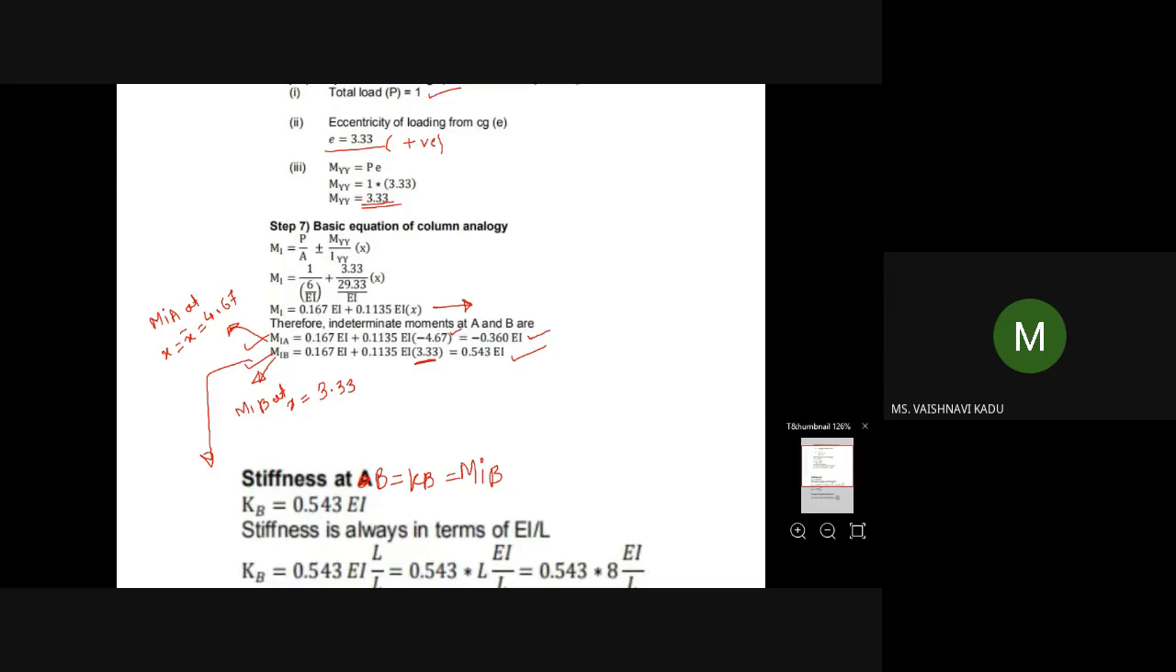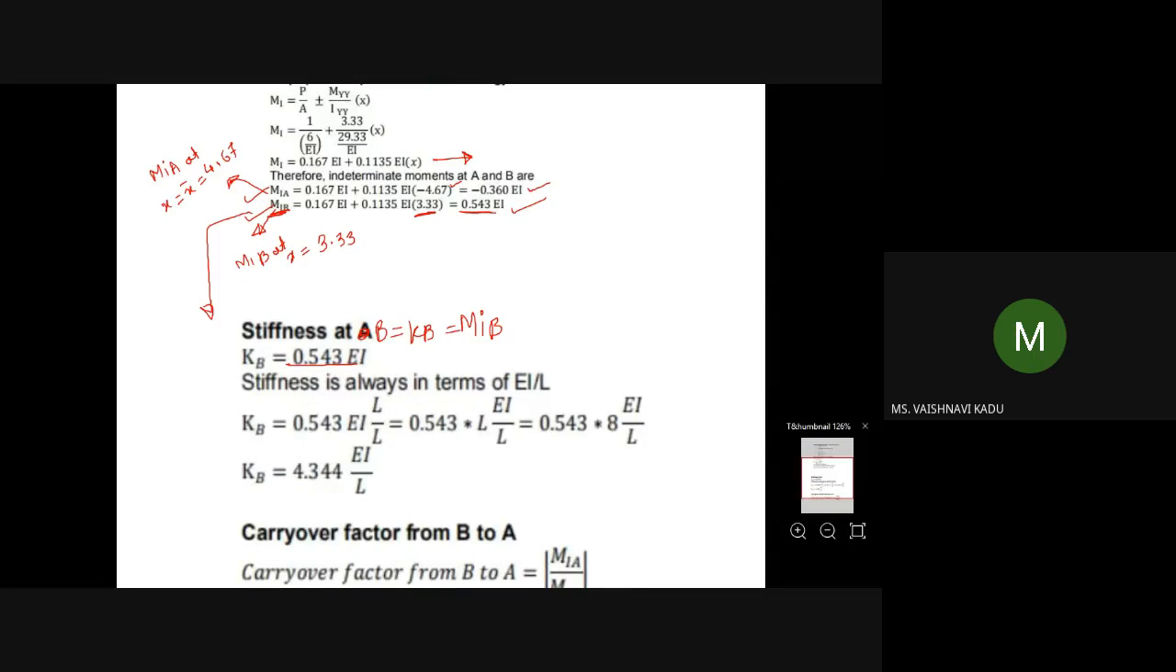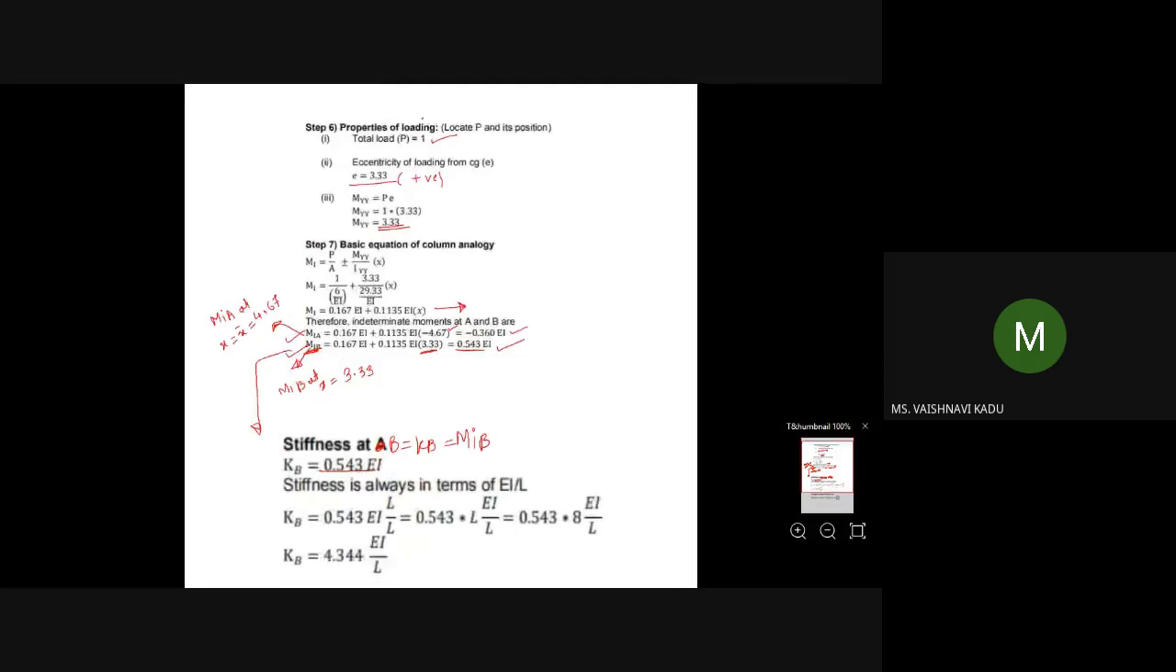We have to find the stiffness at B, meaning the indeterminate moment at B that we got will be the stiffness at B, that is 0.543 EI. Then stiffness again you just find it out in terms of EI by L, so multiply it with L. So 0.543 into 8, you'll get 4.344 EI by L.